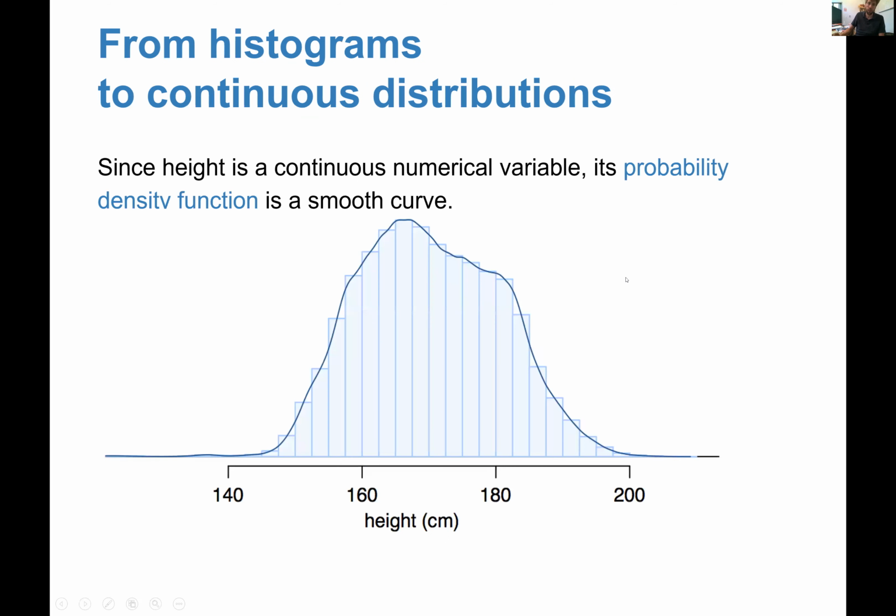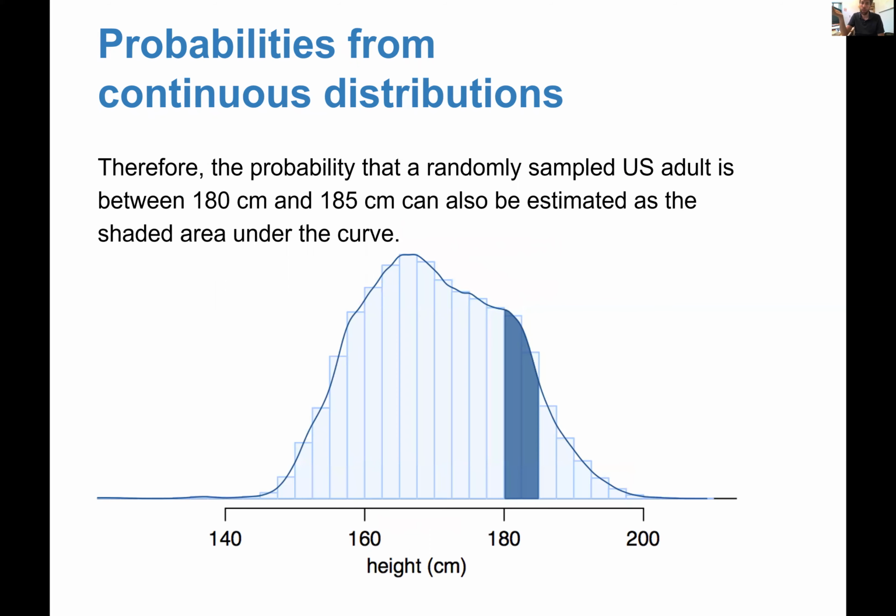Okay. Since height is a continuous numerical variable, its probability density function is a smooth curve. So we could create the smooth curve that tells us the probability density function. Okay, so therefore, the probability that a randomly sampled US adult is between 180 and 185 can also be estimated as a shaded area under the curve.